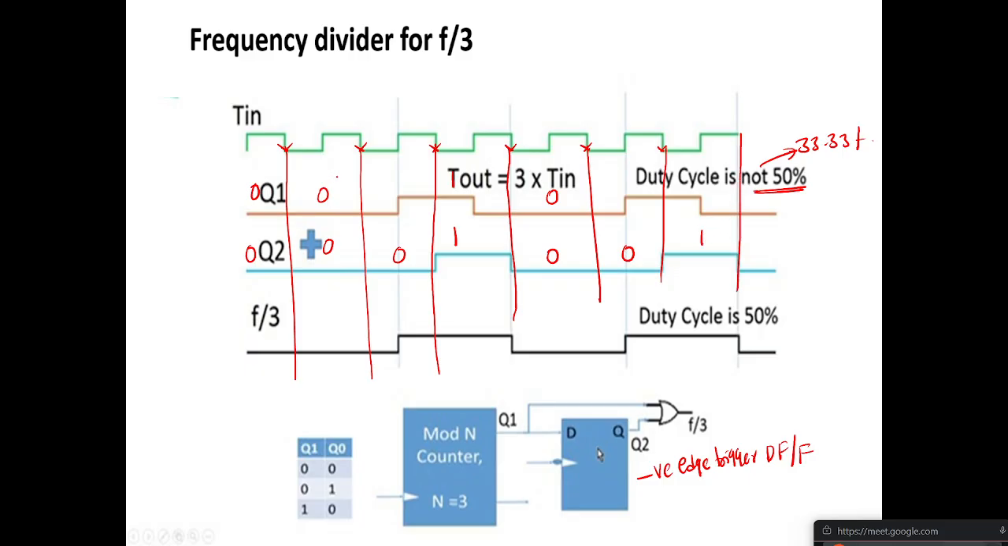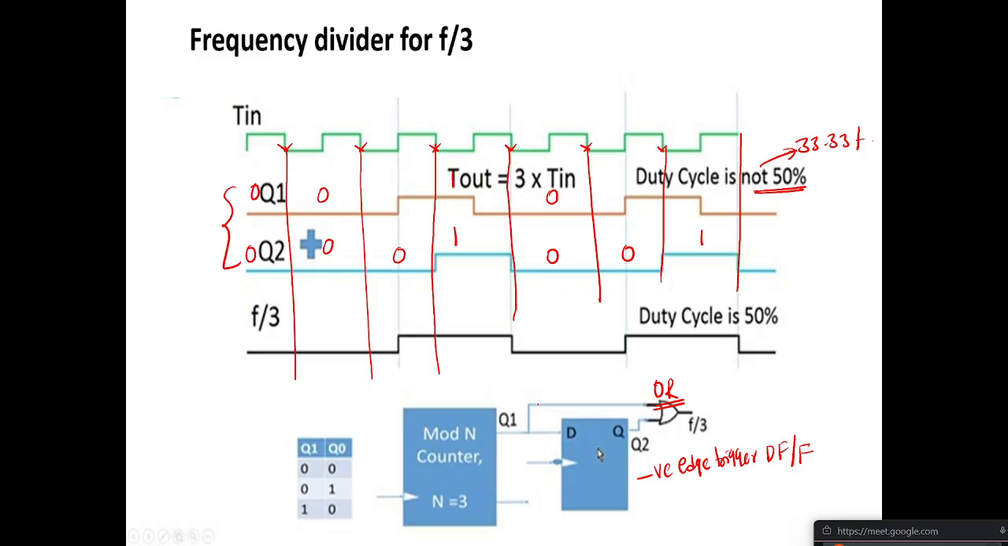Now what happens? You need to add these two signals using which gate? An OR gate. You need to use this OR gate for the outputs of Q1 and Q2.